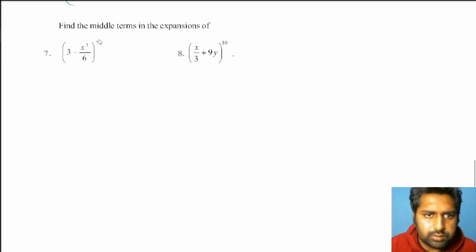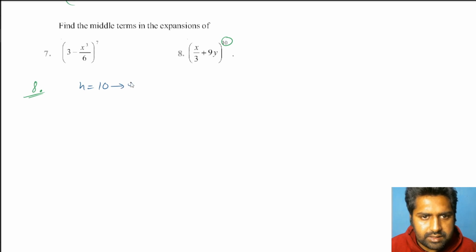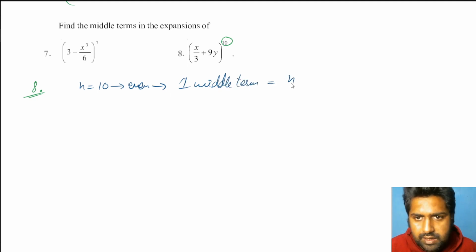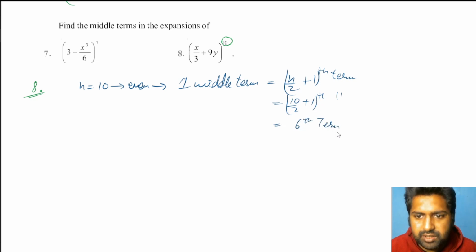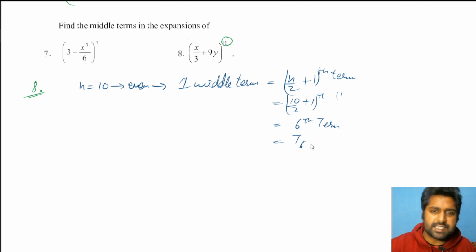So first of all, let's solve this 8th one. n is 10, that's even, so one middle term, and that will be the (n/2 + 1)th term. So that is 10 by 2, that's 5, plus 1, the 6th term. What is the meaning of 6th term? It is saying T6 is the middle term of this expansion, and we can find a particular term of the expansion by using the concept of general term.